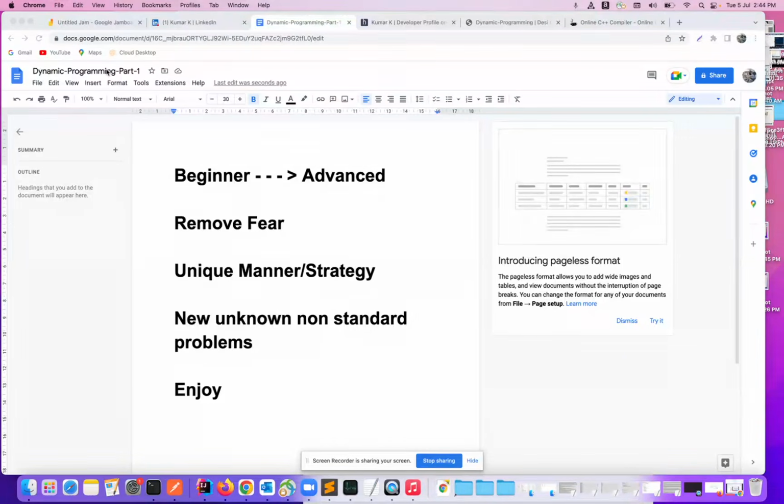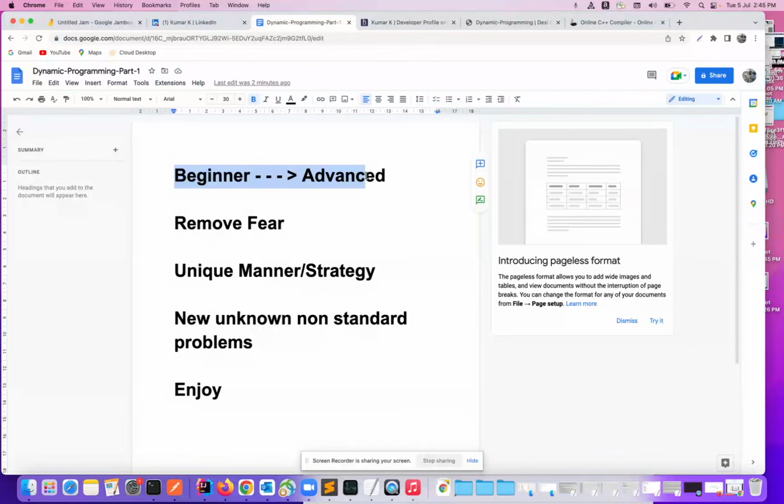So, let's talk a bit about dynamic programming. The aim of this series is to teach dynamic programming from beginner level till advanced level. Any person who is a beginner in DP should be able to reach advanced level. That's my main goal for this series.